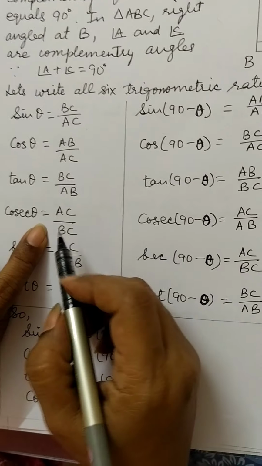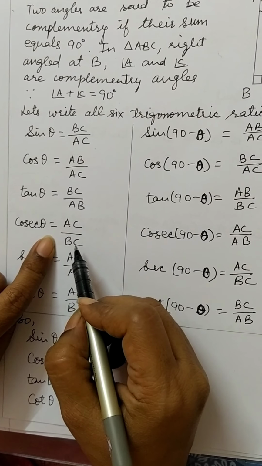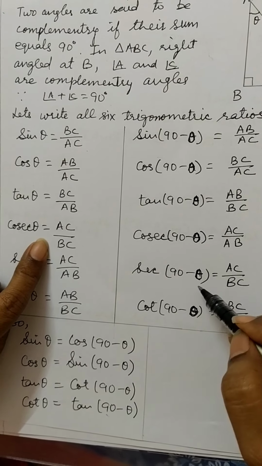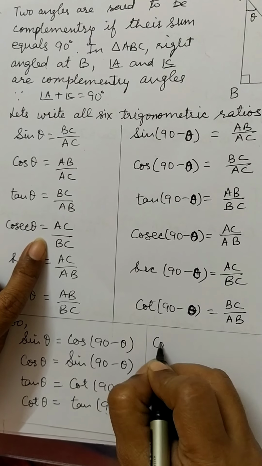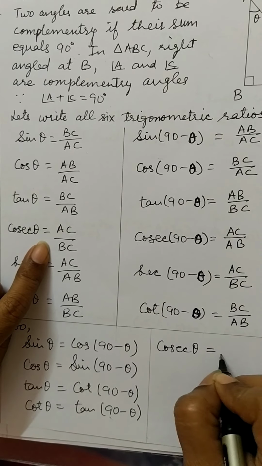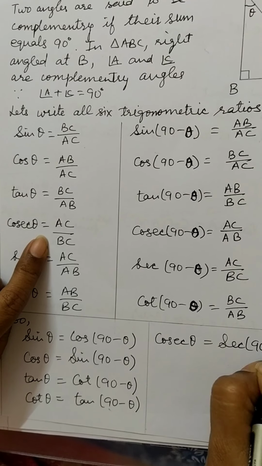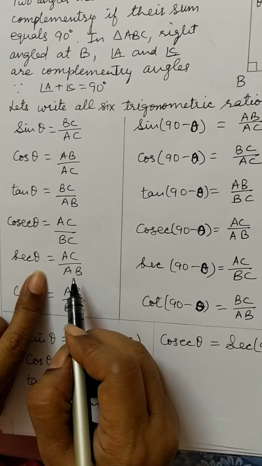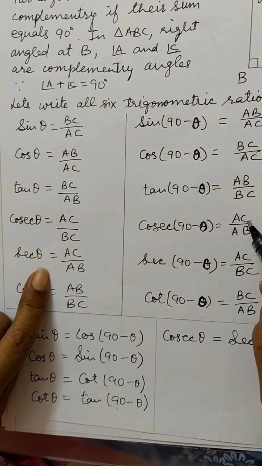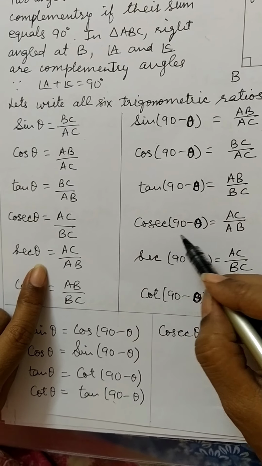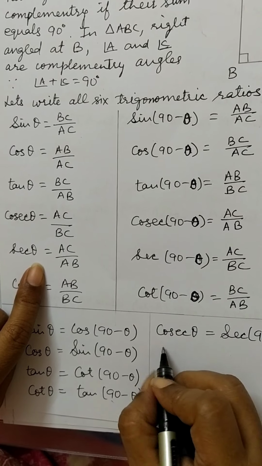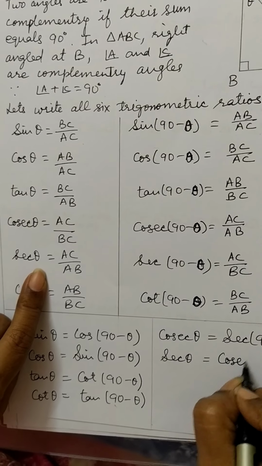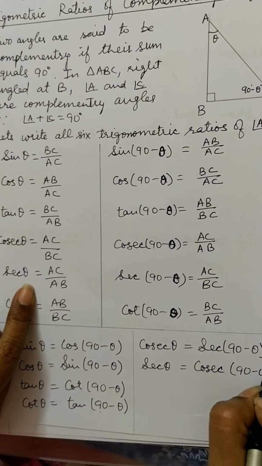Now next, cosec theta is AC upon BC. And here you can see that AC upon BC is sec 90 minus theta. So we can say that cosec theta is sec 90 minus theta. Here sec theta is AC upon AB, and here AC upon AB is the value of cosec 90 minus theta. So we can write sec theta is cosec 90 minus theta.